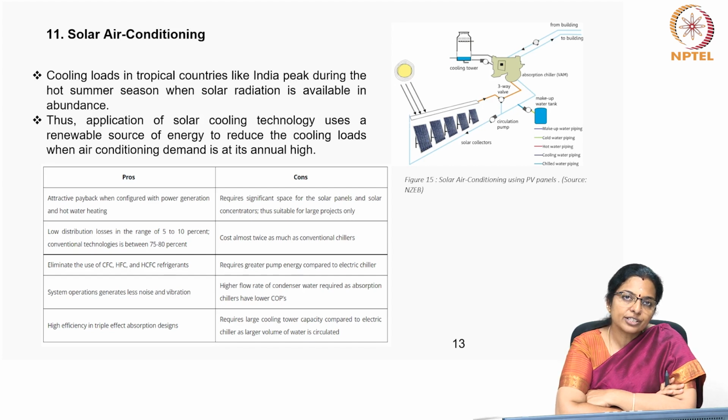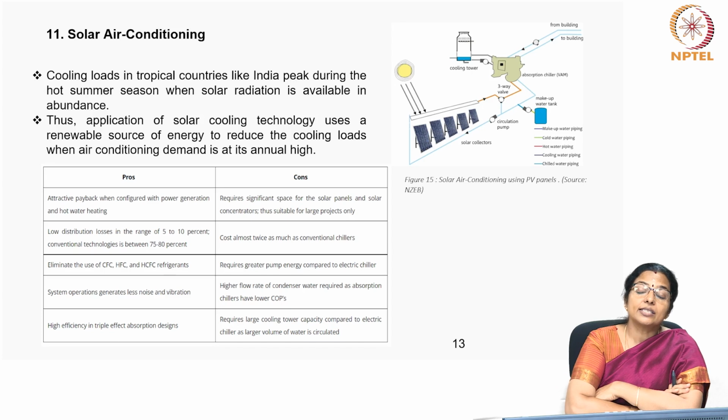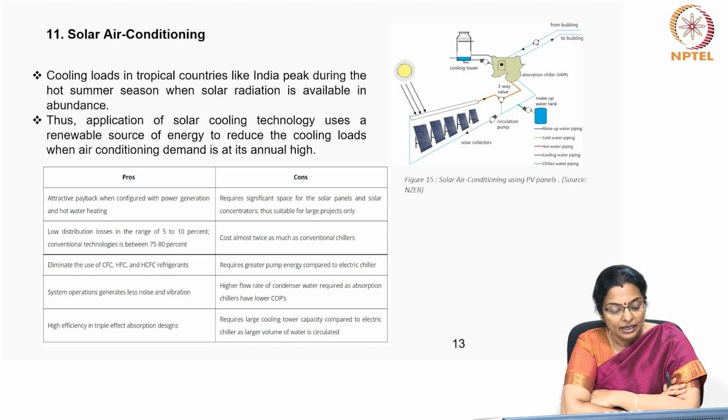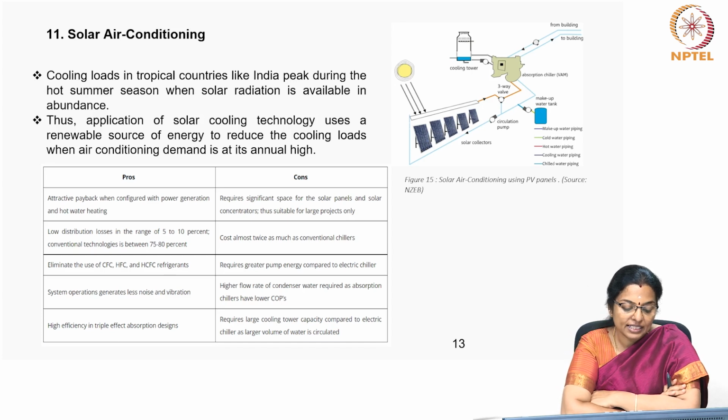It has low distribution losses and ranges only in between 5 to 10%, whereas conventional technology, it is between 75 to 80% sometimes. It eliminates the use of greenhouse gas like CFC, HFC and HCFC refrigerants. System operation generates less noise and no vibrations. It has high efficiency in triple effect absorption designs. But it has its own limitations.